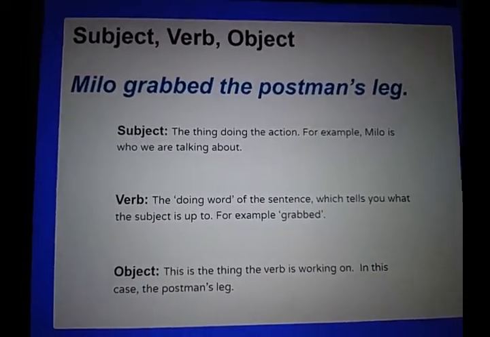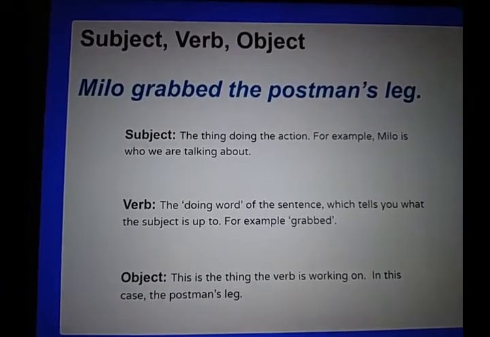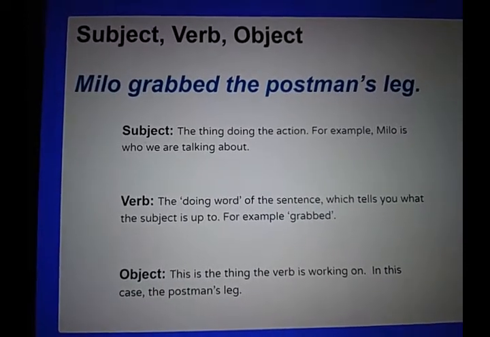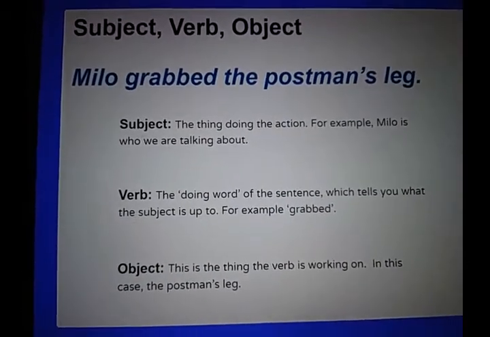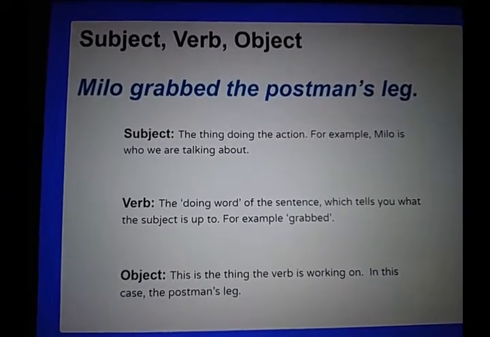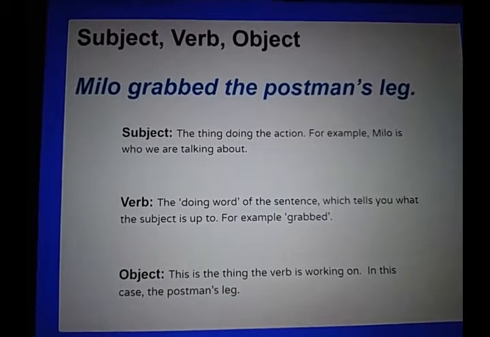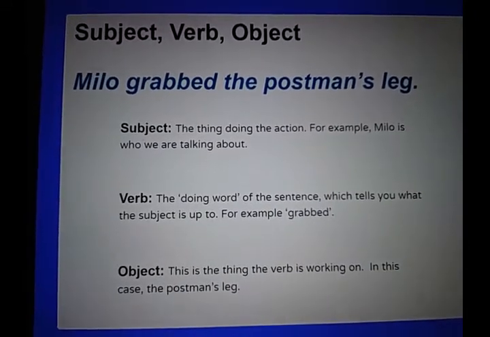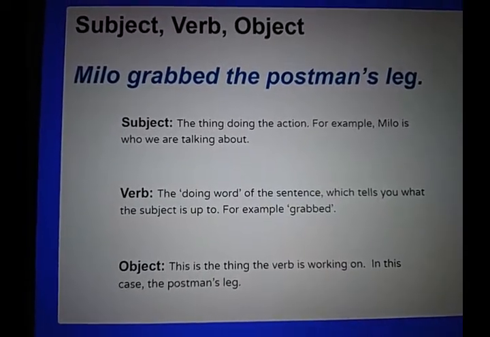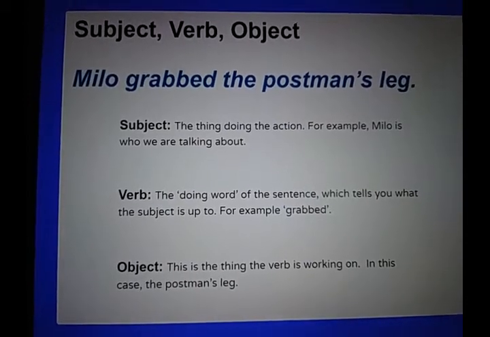Milo, which I assume is a dog, Milo grabbed the postman's leg. So what's the verb there? Well, the verb is the action, and the action there is grabbed. And we say that the subject is the thing doing the verb. So who's doing the grabbing? Well, it's Milo. So Milo is the subject. And what is being grabbed, what's the verb acting upon? It's the postman's leg.